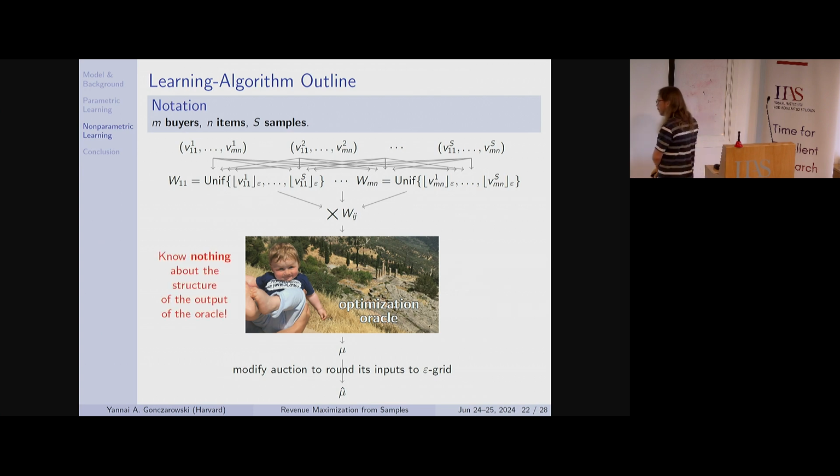I'd like to remind you of two things. First of all, we know nothing about the structure of the output of the oracle, much like the syllables uttered by Shahak when he was half a year old. I told you that would be important. And we do know that the optimal auctions, even near-optimal auctions, have very high dimensionality.